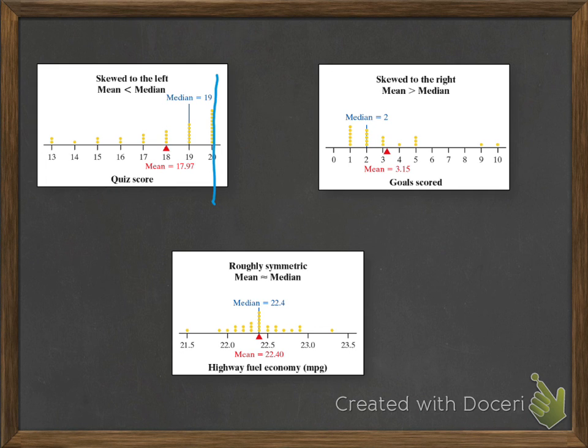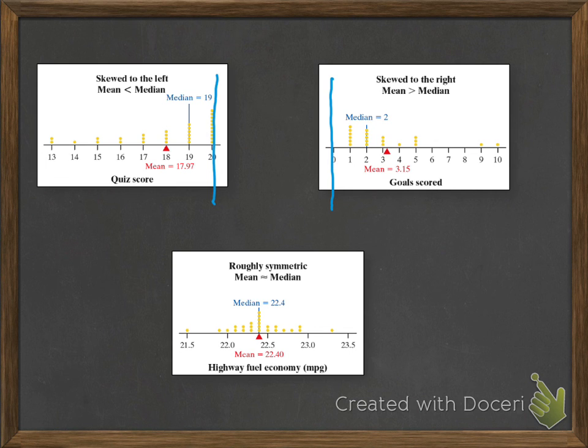Soccer goals. There's a natural cutoff at 0. You cannot score negative goals in a soccer game. You can only score positive. What's the most you can score? There is no most. It can go very far out to the right. And that's why the data can be skewed to the right when there's a natural 0.